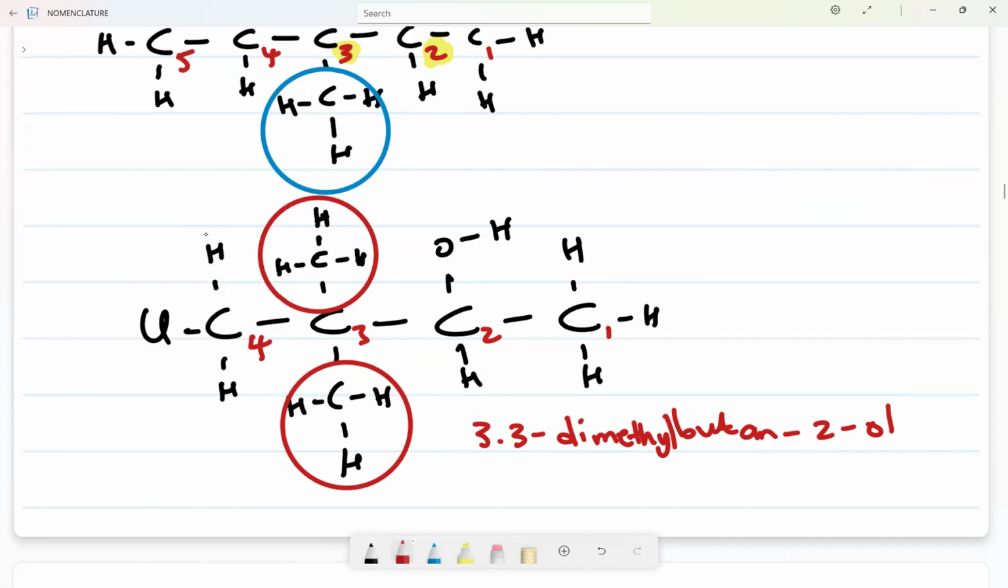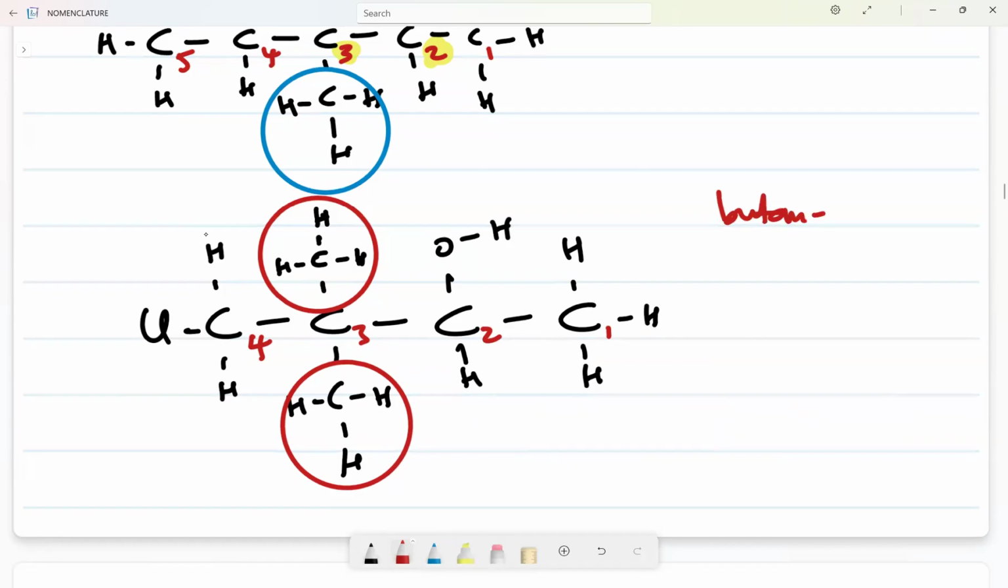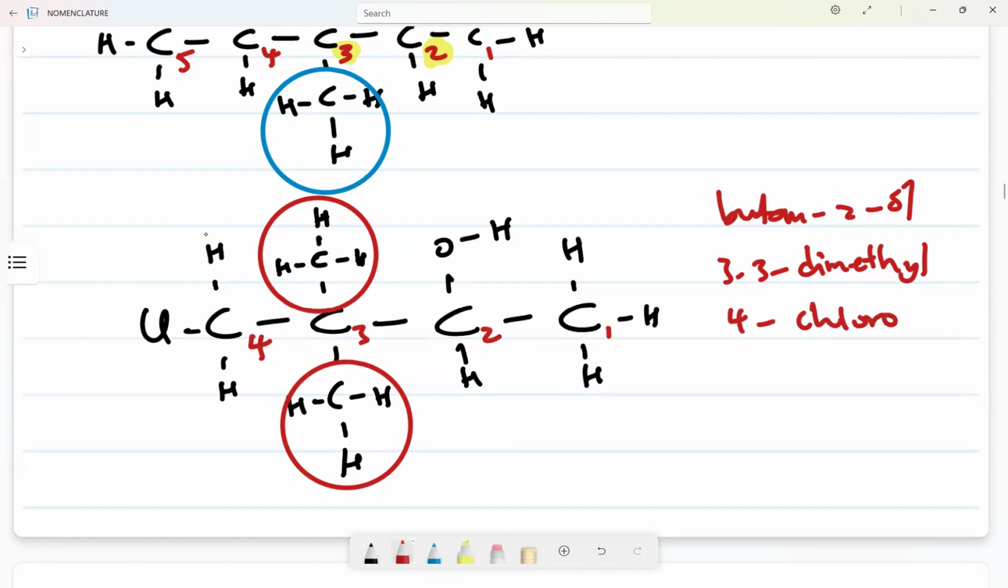Oh, okay. I forgot something. Let's collect our data. We have butane, 2-ol. Then we have 3,3-dimethyl. Then we have 4-fluoro. Now, when we name, remember this one will be the ending. When we name, remember we want them to be in alphabetical order.